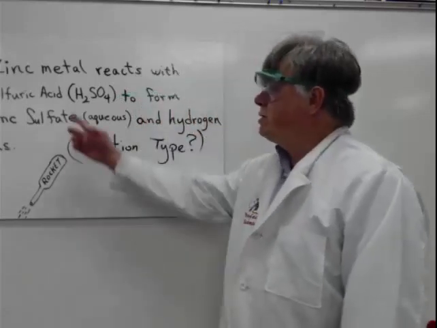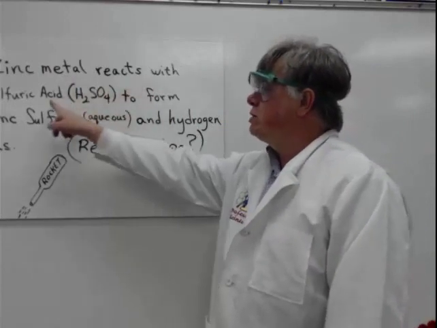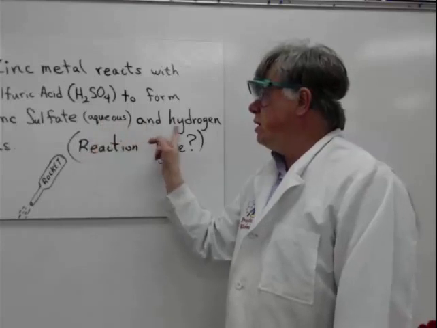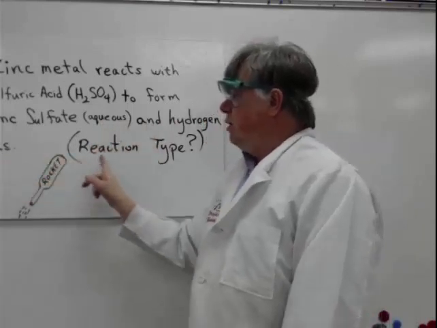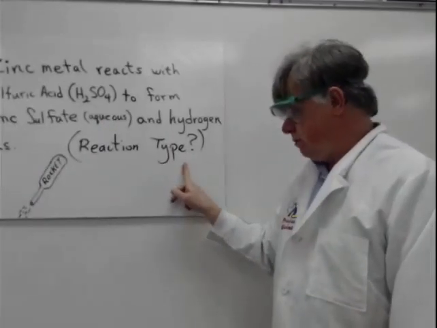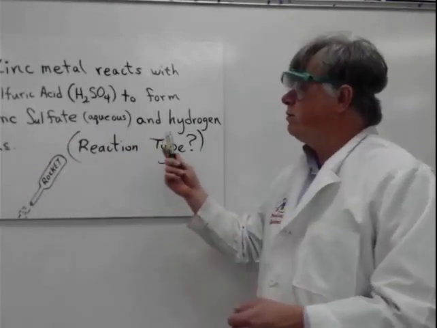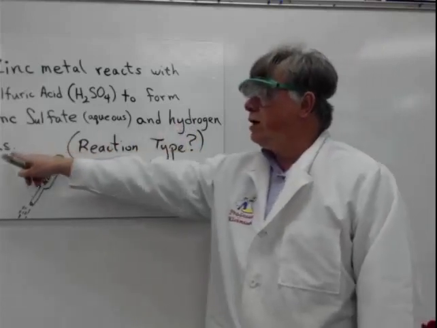One of the chemical reactions is zinc metal reacts with sulfuric acid to form zinc sulfate, aqueous, and hydrogen gas. And then I ask, what type of reaction is this? Okay, so this is one of the reactions. The purpose of this reaction is to produce hydrogen gas.